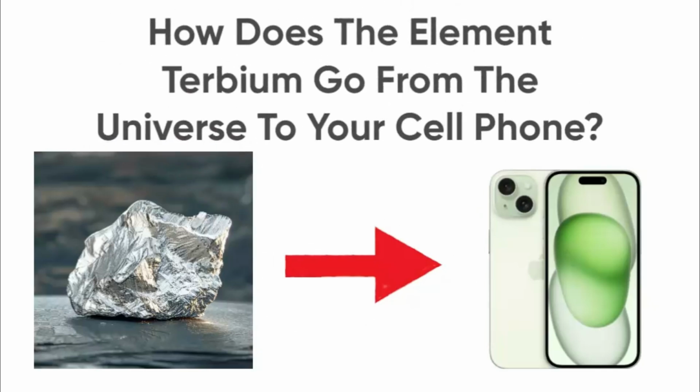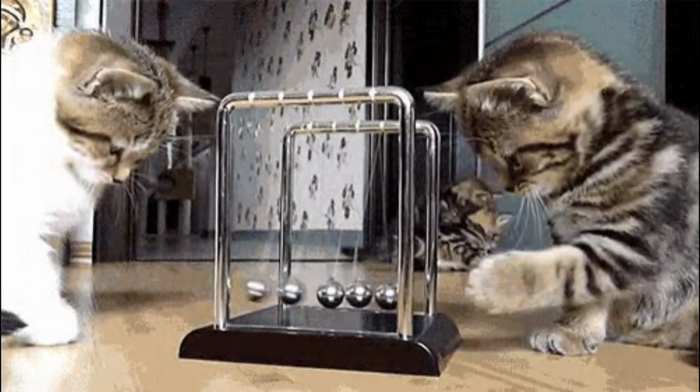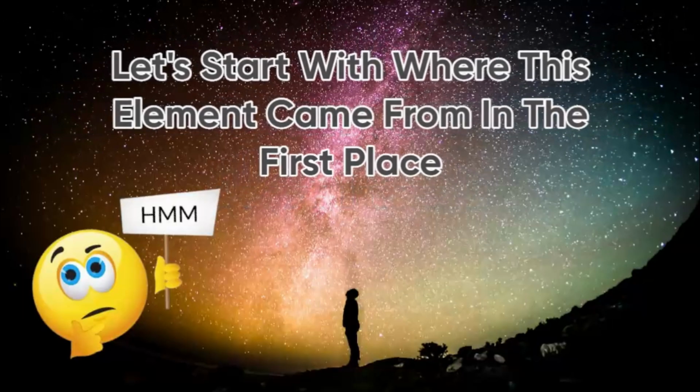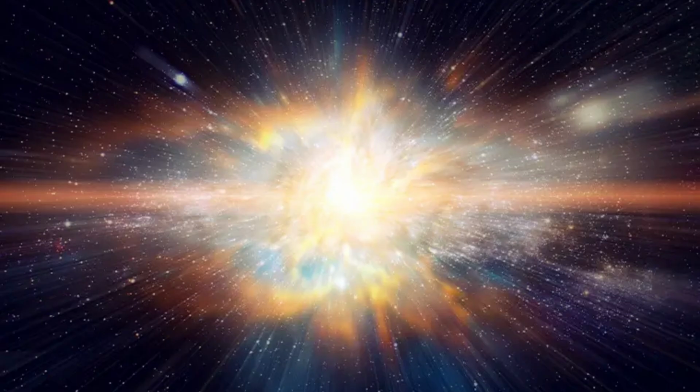How does the element terbium go from the universe to your cell phone? Well, the answer might be simpler than you think. Let's start with where this element came from in the first place. Think back to the Big Bang, all the way at the beginning of time.